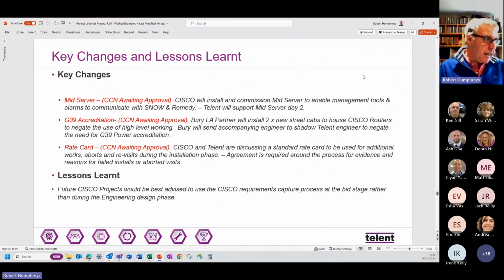Changes and lessons learned, again, I can't emphasize this enough. It's really important that we demonstrate that the project is under control. We know what the changes are, these are the actions we're taking against those changes, and also where there are lessons being learned, making sure that those are being recorded and shared with a wider audience.